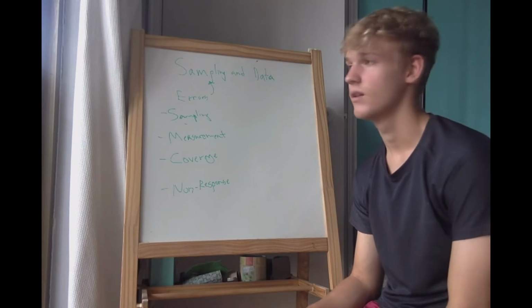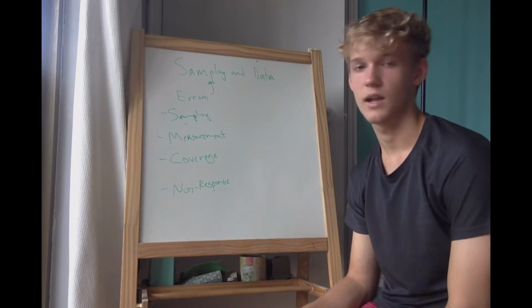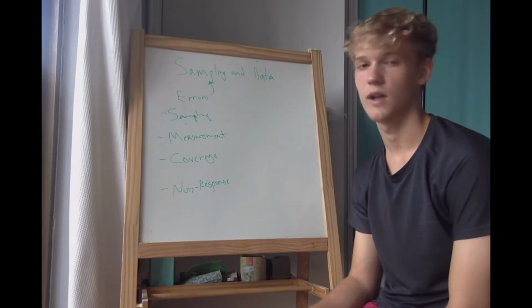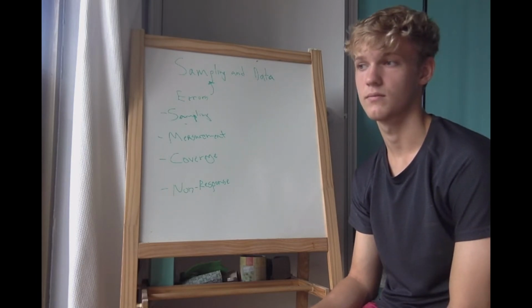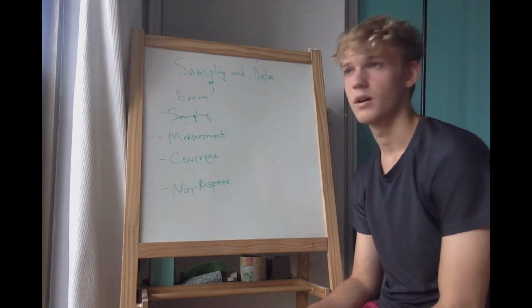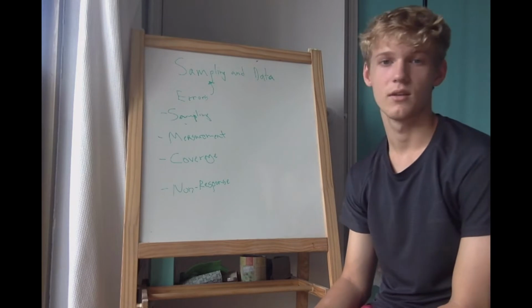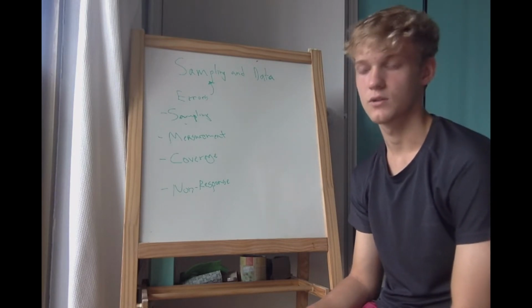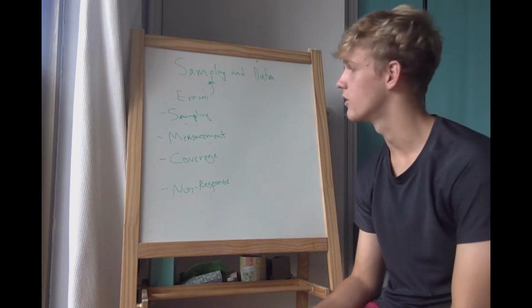A measurement error is an error in the method of measurement. So maybe you can only collect a person's height to the nearest centimeter. So the recorded value is different from the actual value. But it can also be from the ways that you ask questions. So asking a question in a way that would get to a specific answer, that would also be a measurement error.